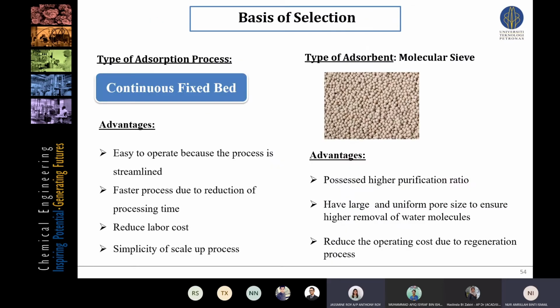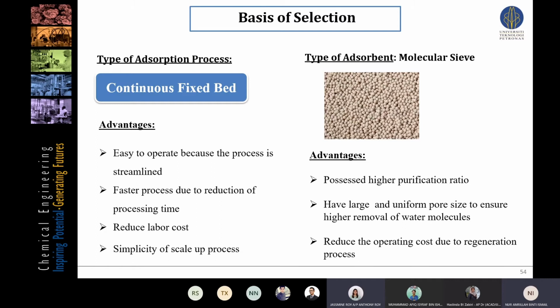So for the basis of selection, the operation of the adsorption process is chosen to be continuous rather than batch process, because a continuous process leads to ease of operation, a faster adsorption process due to reduction of processing time, and also possesses a simplicity of scale-up process.